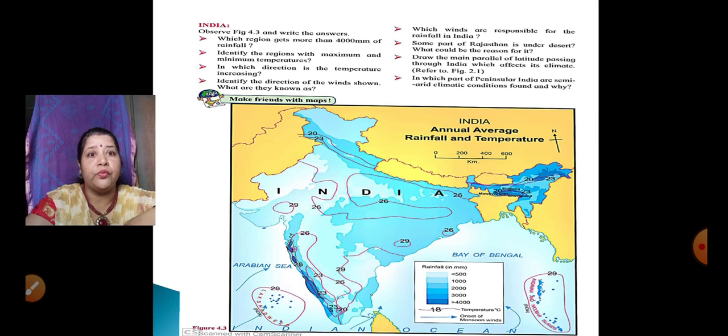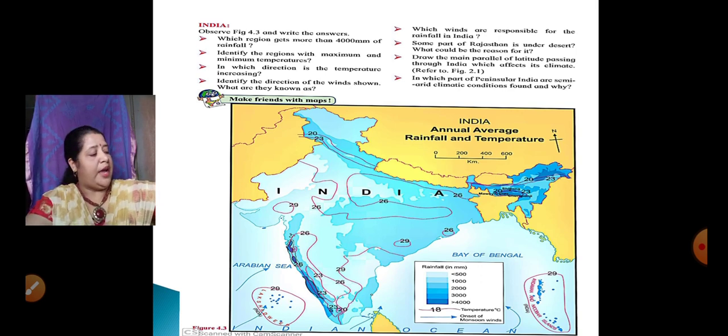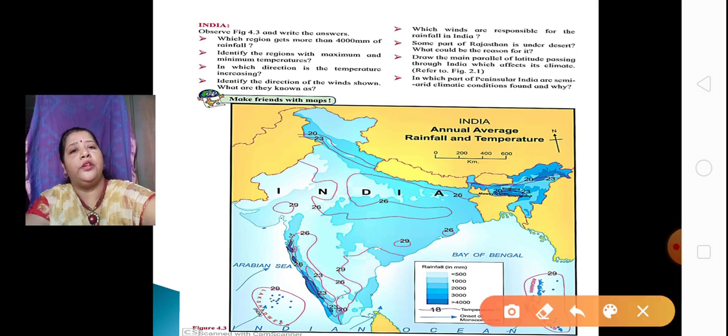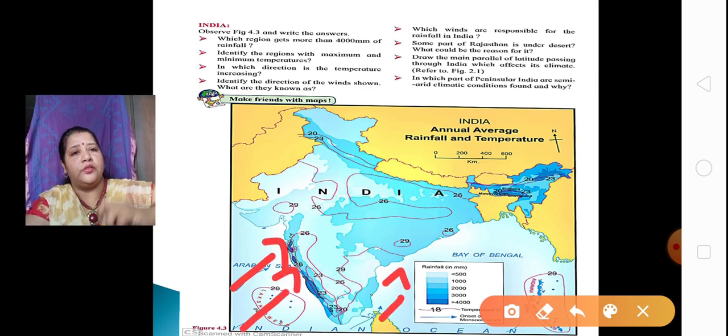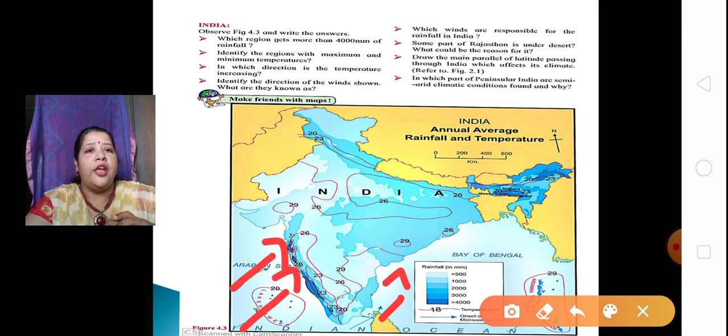Next question. Identify the direction of the winds shown. What are they known as? Now, if you can see over here in this map, there are certain winds shown. You can see these arrows. These arrows are showing the winds. Now, from where are these winds coming? They are coming from the southwest side. They are called the southwest winds. And these are the only winds which bring rainfall to India. They are called southwest monsoon winds.